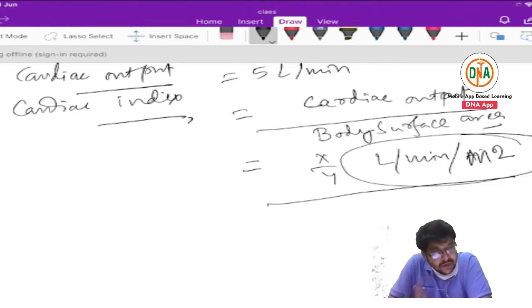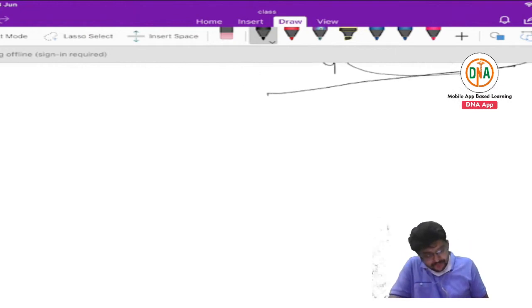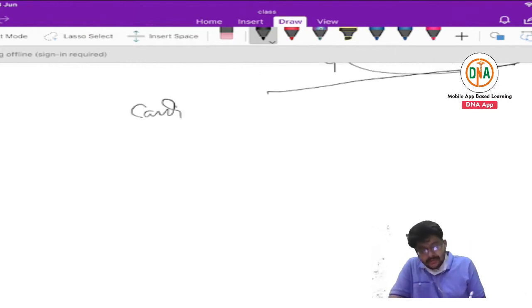So regarding this, what we have done so far: one is the definition of cardiac output, then the product of cardiac output, that is stroke volume into heart rate, and also the cardiac index. At the same time, we have understood the stroke volume, 130 ml for both ventricles, 130 ml during each stroke, and also what is tachycardia and what is bradycardia. Okay, now we shall move on to cardiac output measurement.